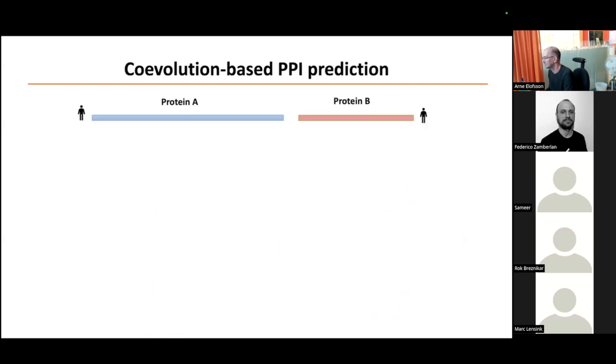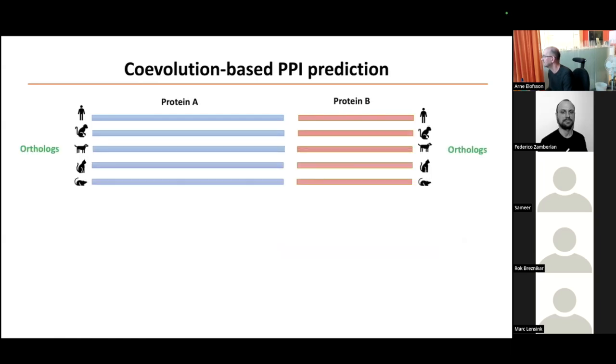Let's say you have two proteins A and B from human, and you want to predict whether or how they interact. What you would do is gather homologs, actually orthologs, for these two proteins from all different organisms. And if you assume protein A and B work together and bind to each other, then you would assume that they would evolve together.